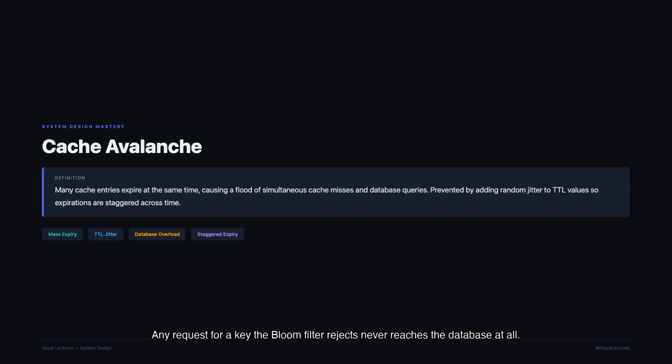For cache avalanche, adding random jitter to TTL is straightforward.